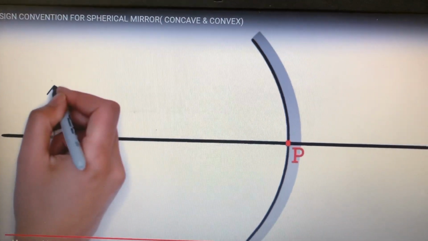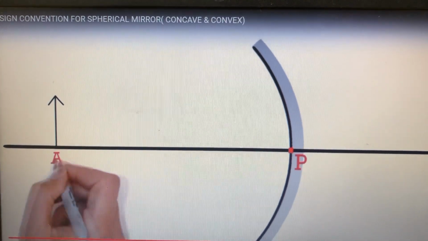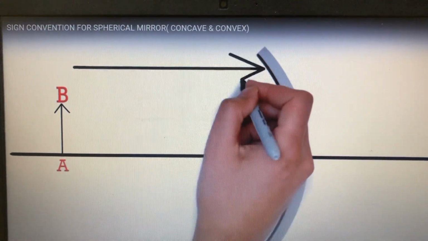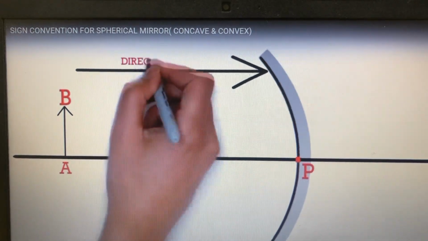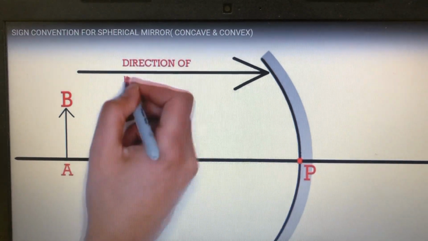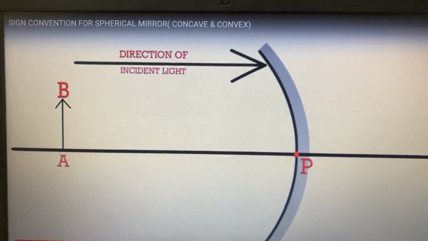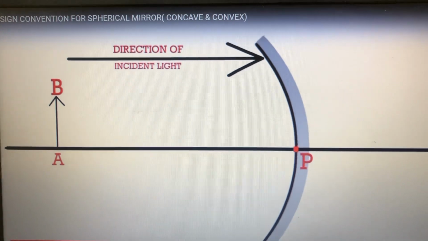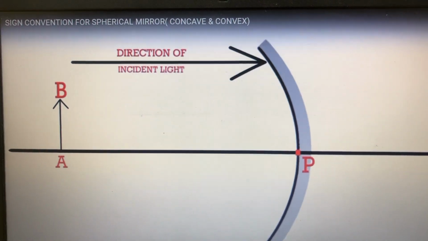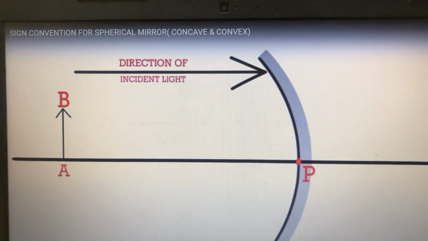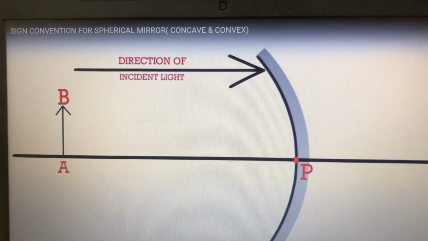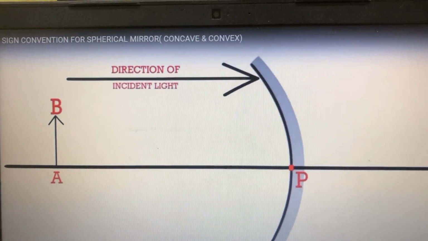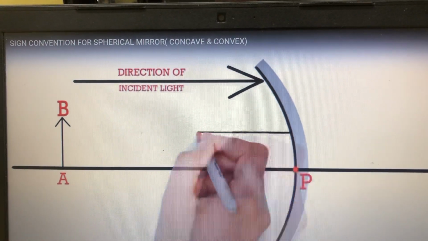So we'll take an example now for an ideal situation in which AB is the height of the object. This is the incident ray which approaches towards the mirror. This is the direction of the incident ray, which should always be from left to right, as discussed earlier. Then, after marking the center of curvature and the pole, we'll be able to decide what is the position of the object and what is the position of the image. And accordingly, we will talk about the sign convention rules.